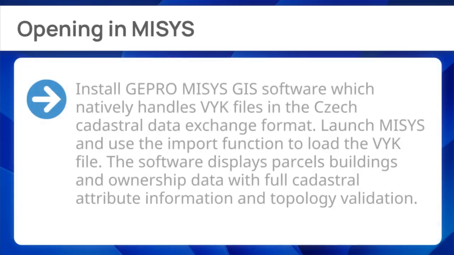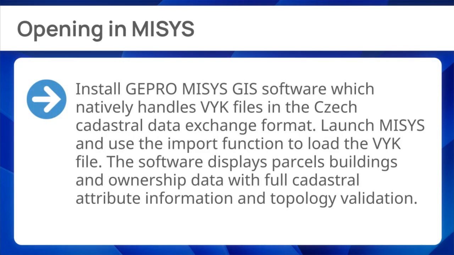First, opening in MISYS. Install GEPRO MISYS GIS software, which natively handles VYK files in the Czech cadastral data exchange format. Launch MISYS and use the import function to load the VYK file. The software displays parcels, buildings, and ownership data, with full cadastral attribute information and topology validation.